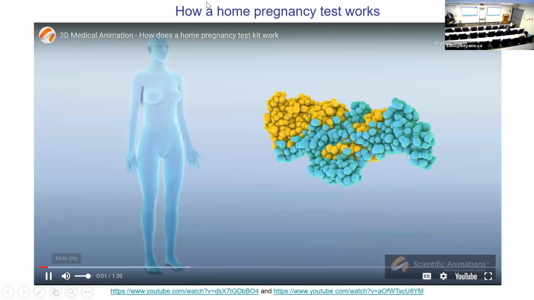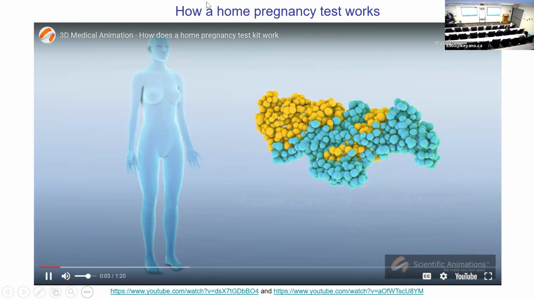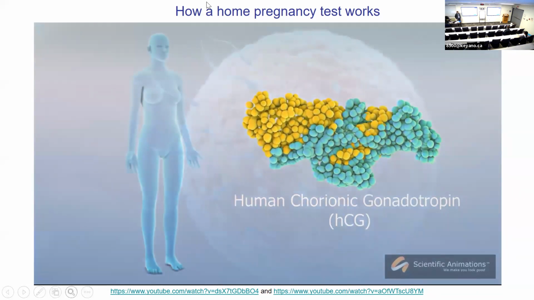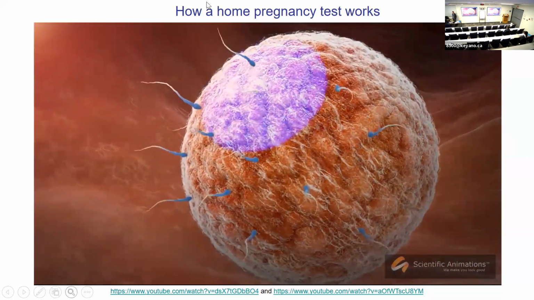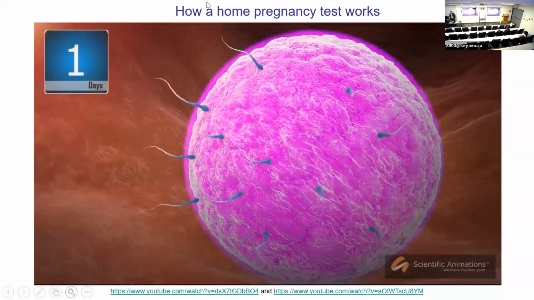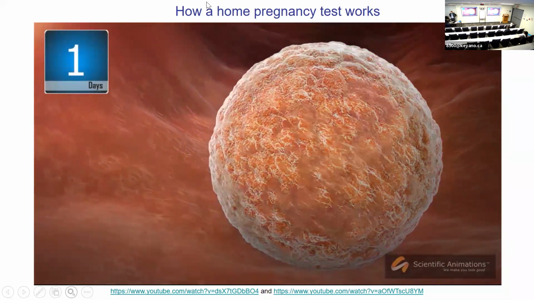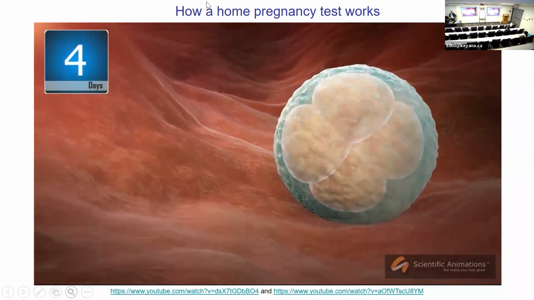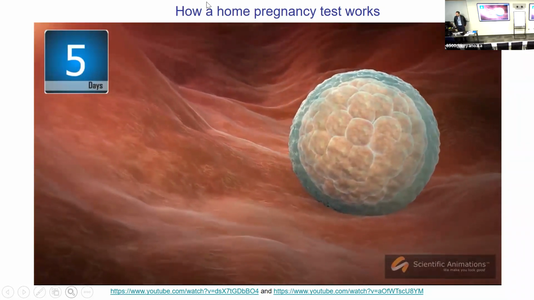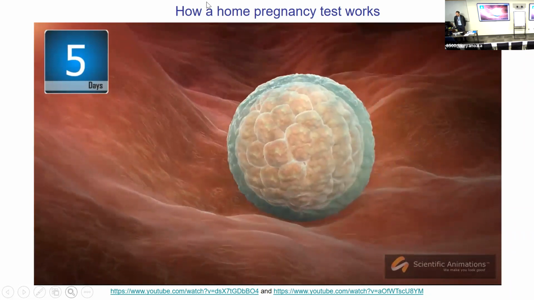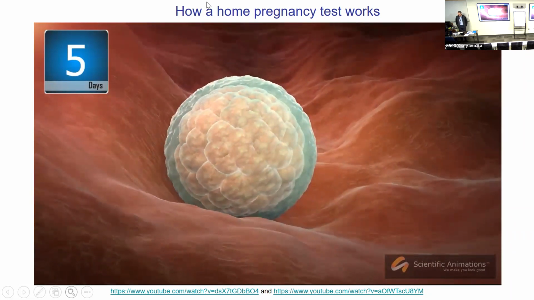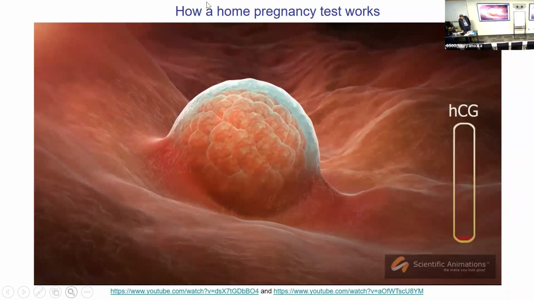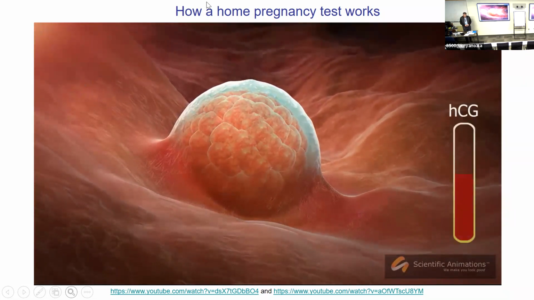A pregnancy test works by measuring a specific hormone in the body, human chorionic gonadotropin, or HCG. About 6 days after fertilization, the human embryo has multiplied from 1 to 2 to 4 and eventually into a multicellular organism called a blastocyst. The blastocyst then implants or attaches to the lining of the uterine wall or endometrium. After implantation, the body begins to produce the hormone HCG.